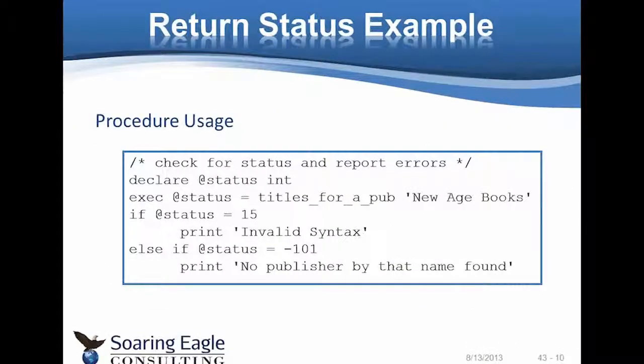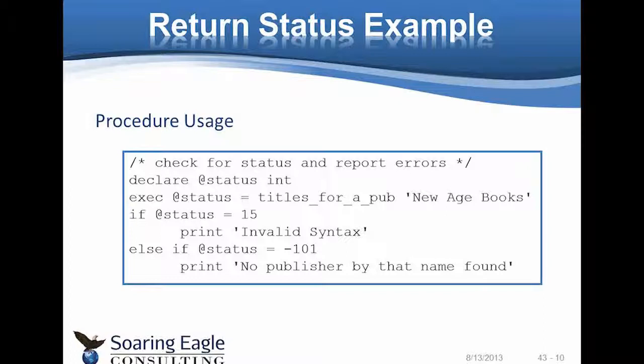We test this as follows. Within my batch, the first thing I do is declare a local variable, which I'm calling @status. Now I execute the stored procedure as follows. Execute my local variable @status equals name of the proc. Then I pass in the parameter. Again, this looks kludgy, but this syntax is correct and it works. Next thing I'm going to do is check the value of @status.